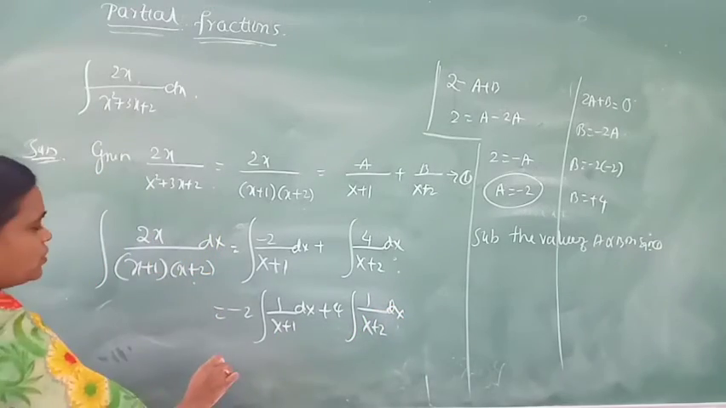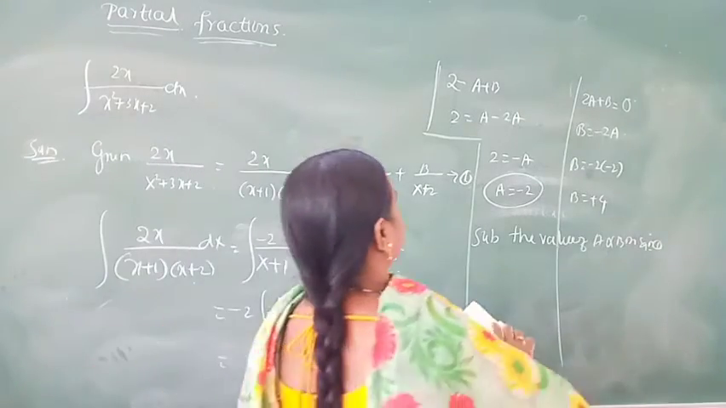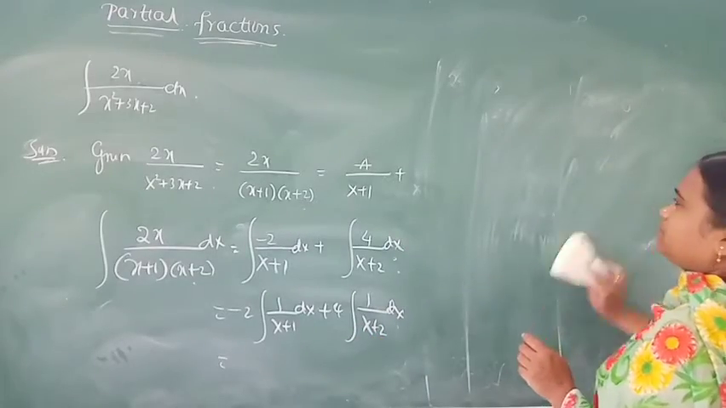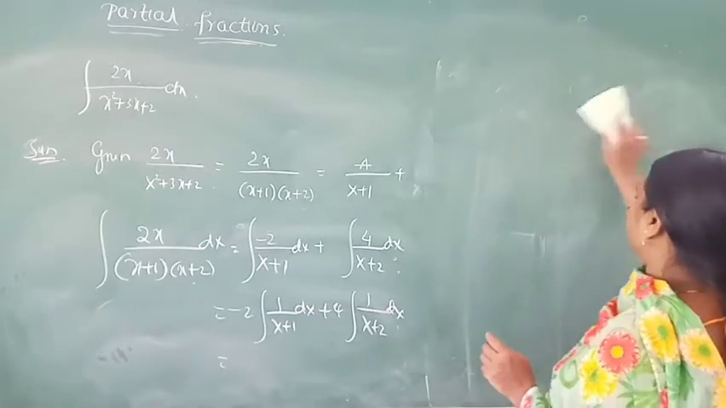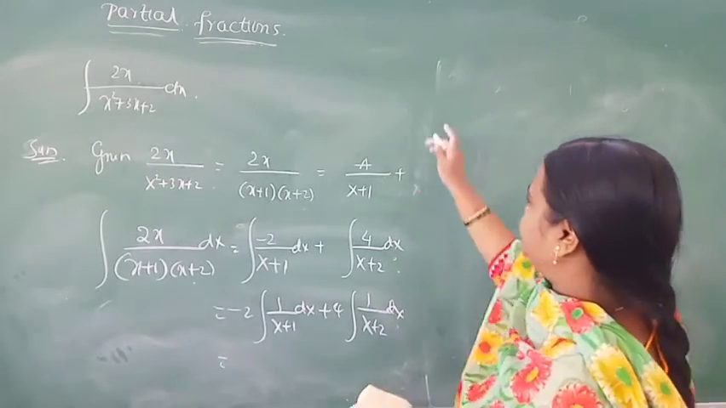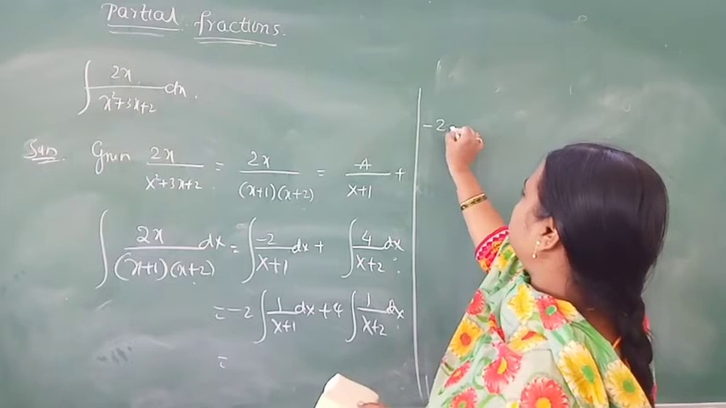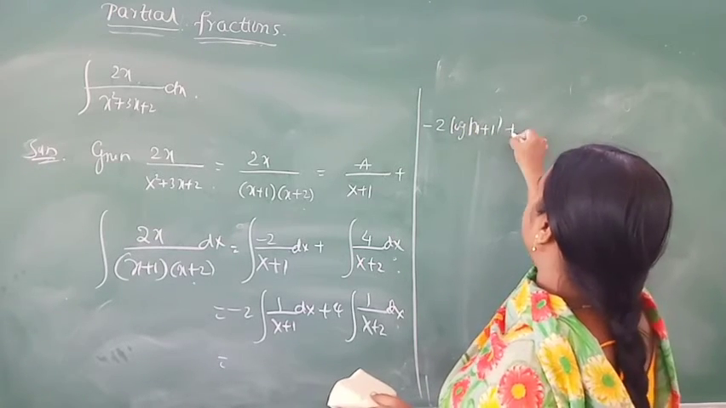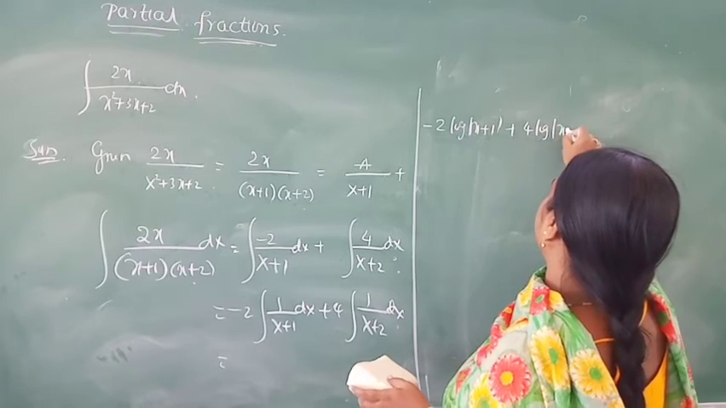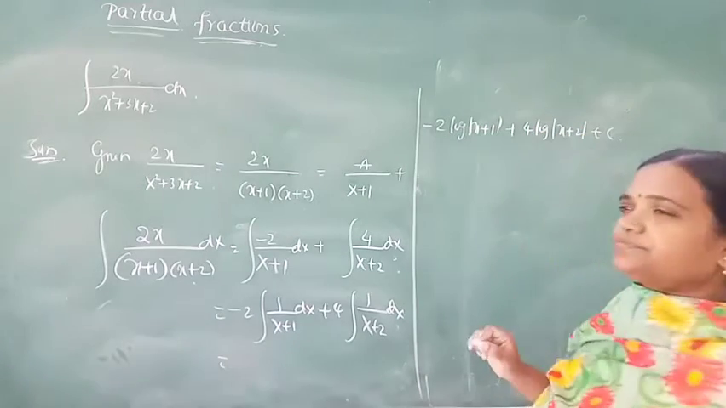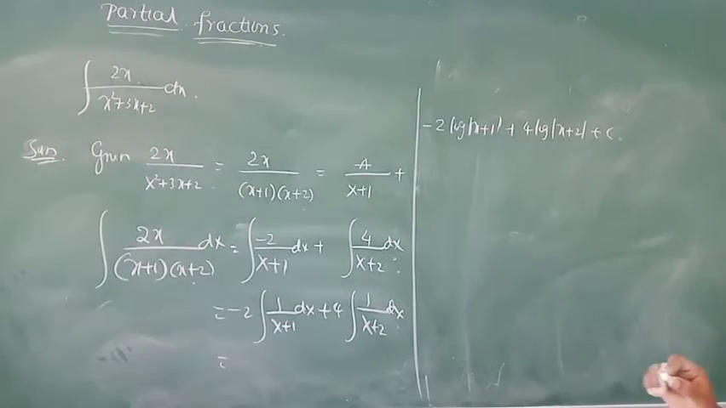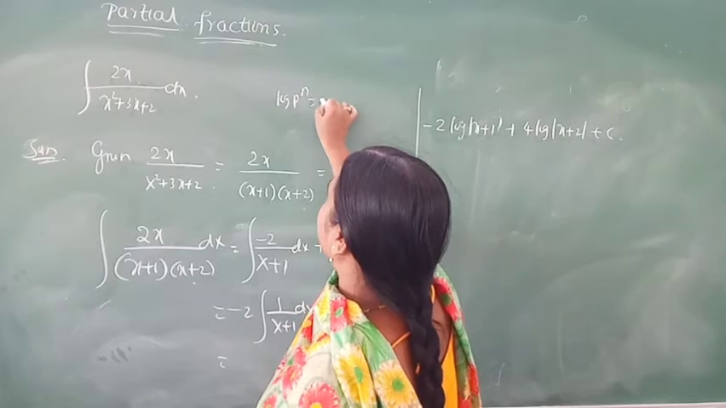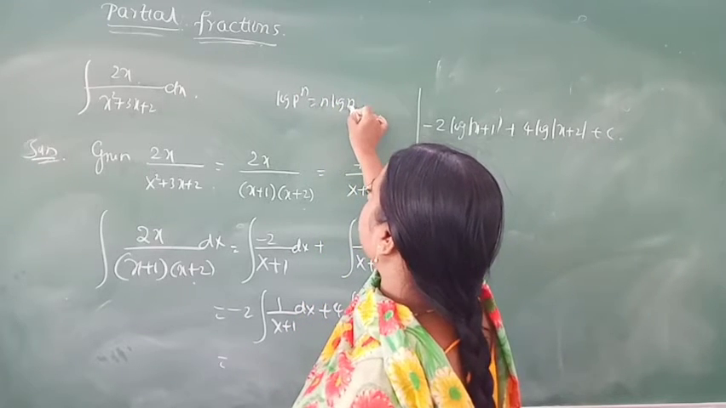Correct. And we know that the power of x is linear. Therefore, the 1 by x integration formula we have to apply. Minus 2, 1 by x integration is log of modulus of x plus 1, plus 4 log of modulus of x plus 2, plus c. And take the proper definition of logarithm, that is, log of p to the power n can be written as n log p.